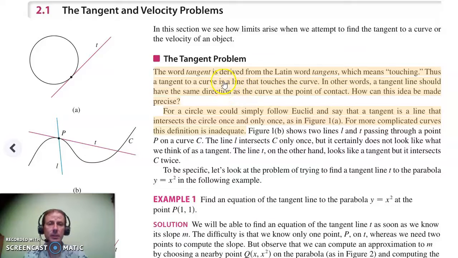It says the word tangent is derived from the Latin word tangent, which means touching, which is true, but it's certainly not a definition. And it also says for a circle that the tangent line is a line which intersects the curve once and only once. So another way of thinking about it is it intersects but doesn't cross. But even that definition isn't very accurate.